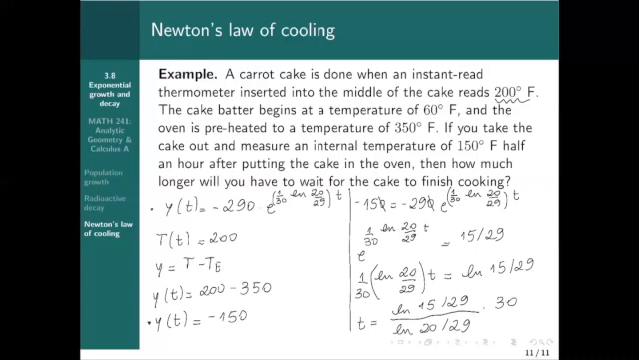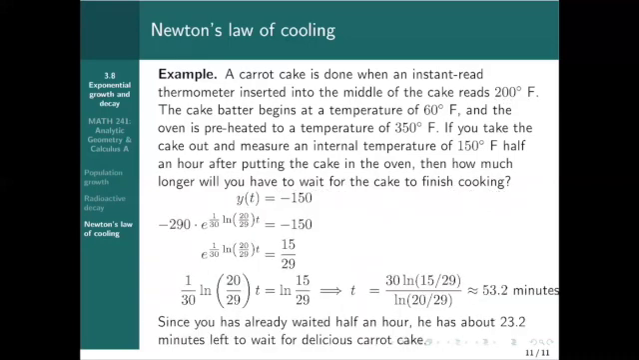And at this point, you would need a calculator to find that this is approximately 53.2 minutes. And because you looked at the temperature of the cake at 30 minutes, so half an hour, and because it takes 53 minutes for the cake to be ready, you're going to have to wait 53 minus 30. So you're going to have to wait about 23 minutes for the cake to be ready.